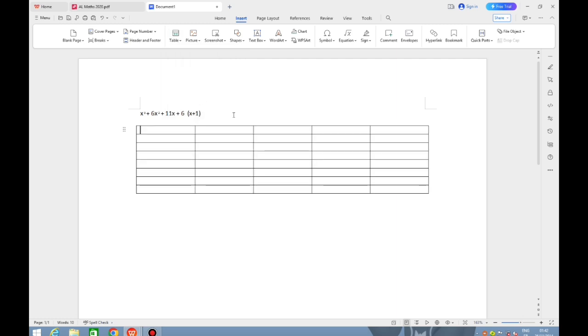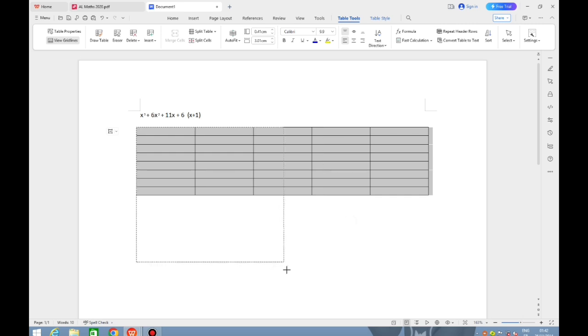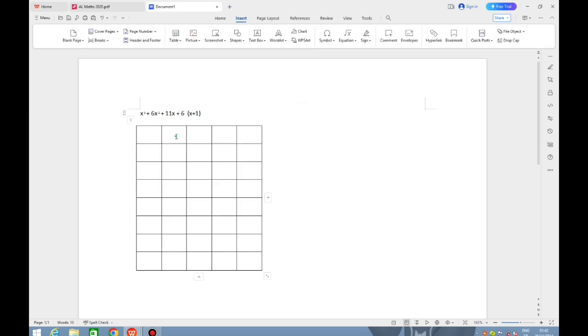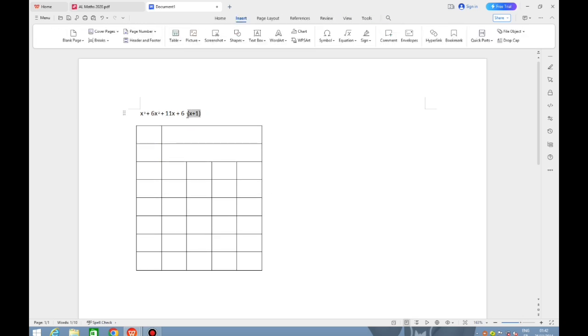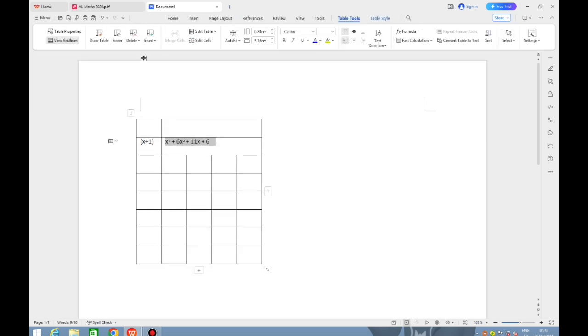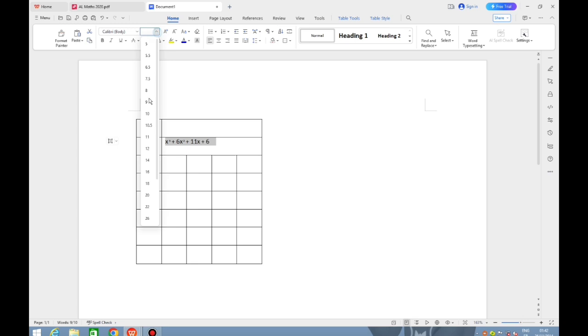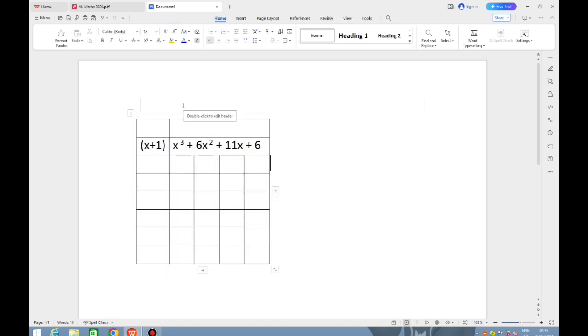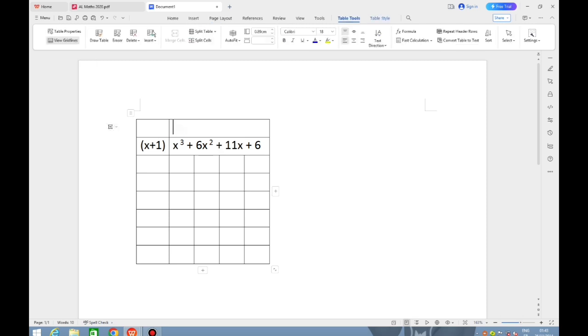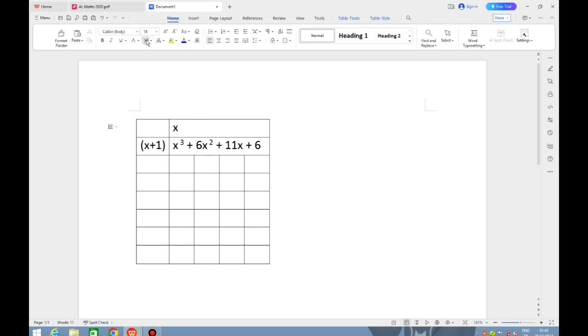So a table like this, and in this table, say we merge this for the quotient, here is the dividend, and here is the divisor, which is x plus 1, and the dividend, which is f of x. Right, let's see. Right, first things, x cubed divided by x is going to give us x squared. So that's x squared.